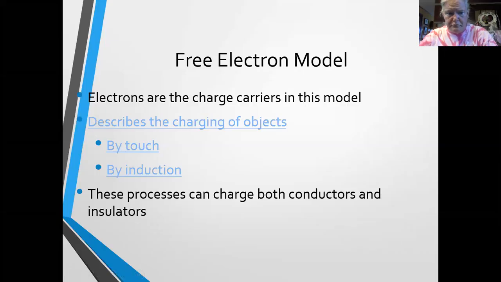Okay, so if I had had a conductor, what would have happened is the excess charges would have drained off. The balloon would have lost all of its charge if it was made out of metal instead. It would have drained off.